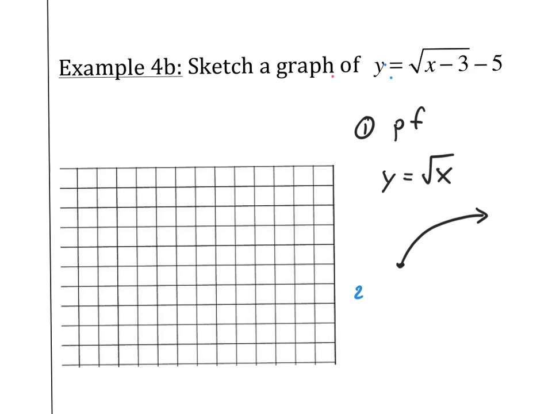So number 2 is what's my transformation, and clearly I am going to go right 3 and down 5. So if I did a quick sketch here and saw that, I'm going to go right 3 and down 5. So I need a lot of space down here. So let me just make sure to leave myself room down there.